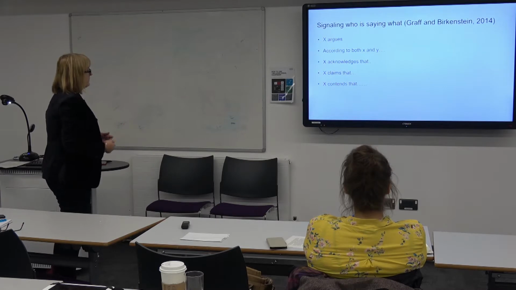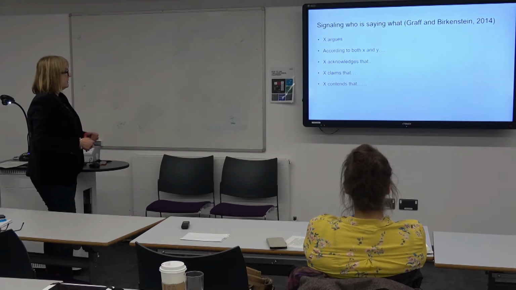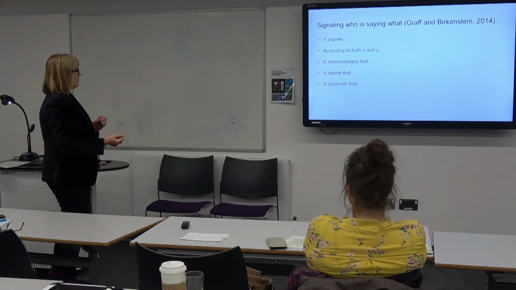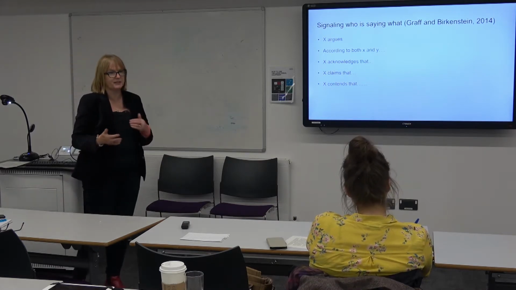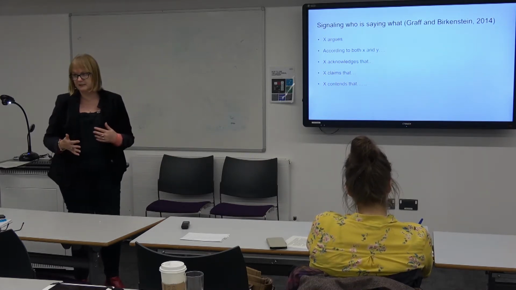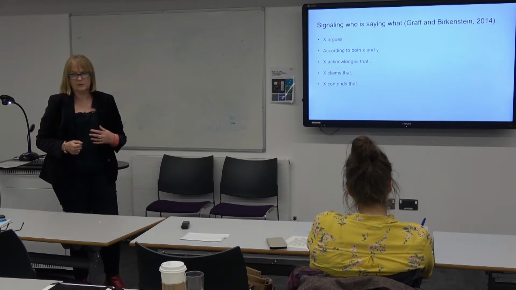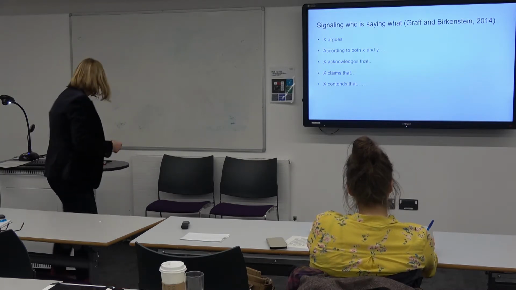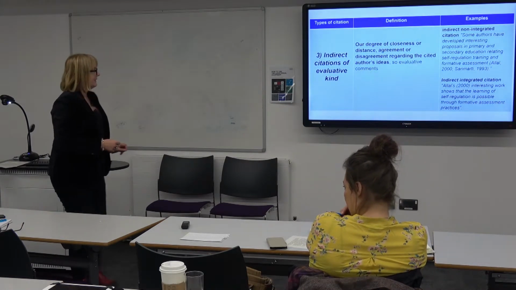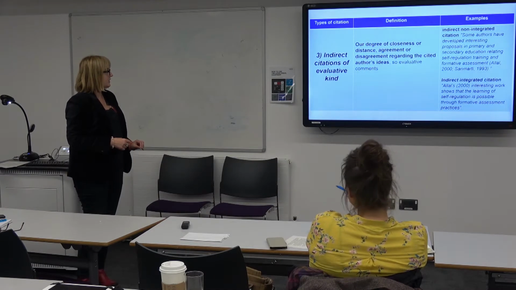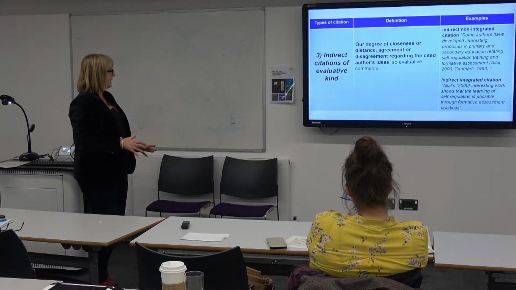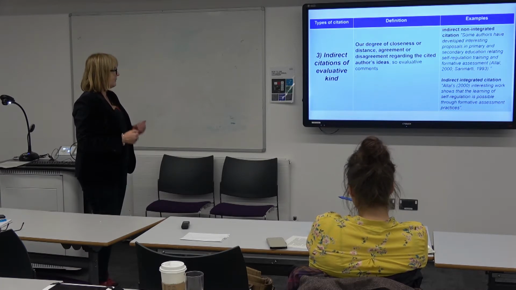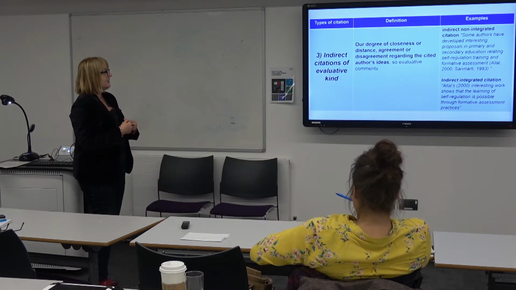So once again, from Graff and Birkenstein, some helpful ways for writers to make it clear who is actually saying what, because sometimes that meaningfulness gets very much lost in the text. Would you agree? Yeah. It's really common that people just get misquoted, isn't it? Really common.